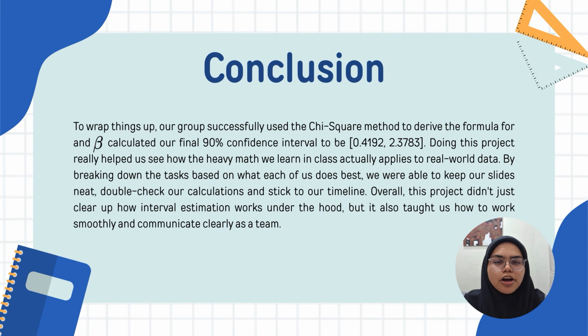As the conclusion, our group successfully applied the chi-square method to derive the formula and calculate the final 90% confidence interval, which is 0.4192 to 2.3783. This project helps us understand how confidence intervals are used to estimate population variance and how statistical concepts are applied to real-world data. We also learned the importance of accuracy, teamwork and clear communication throughout the project.